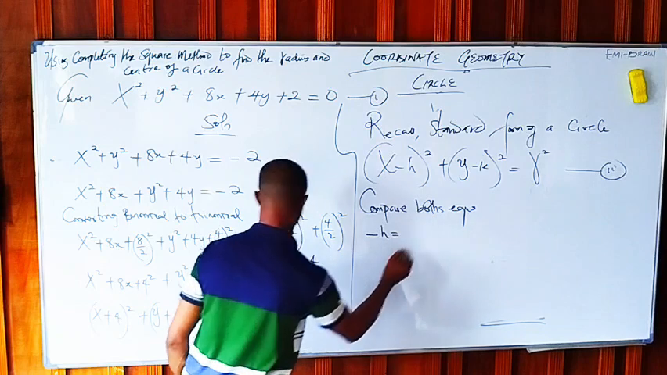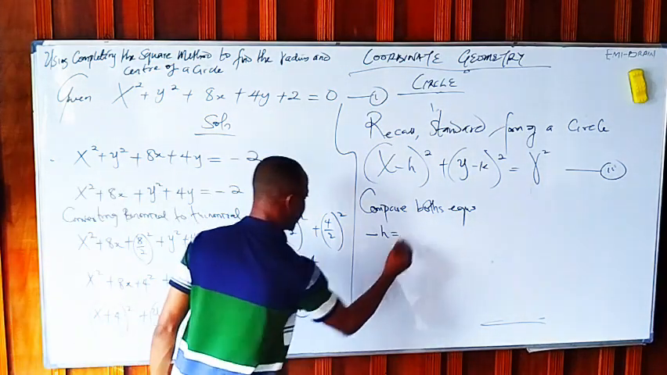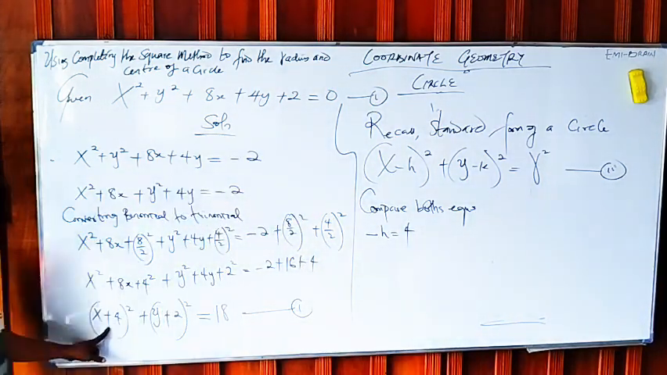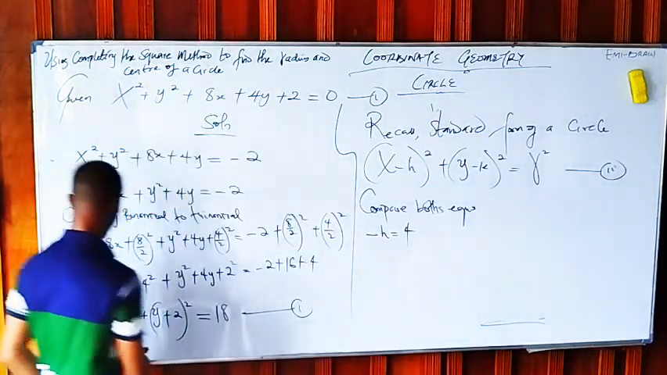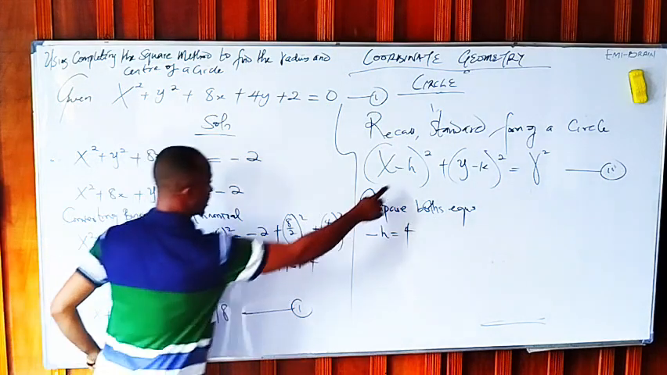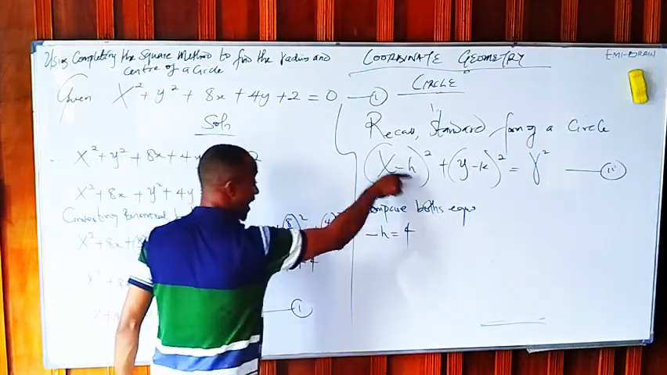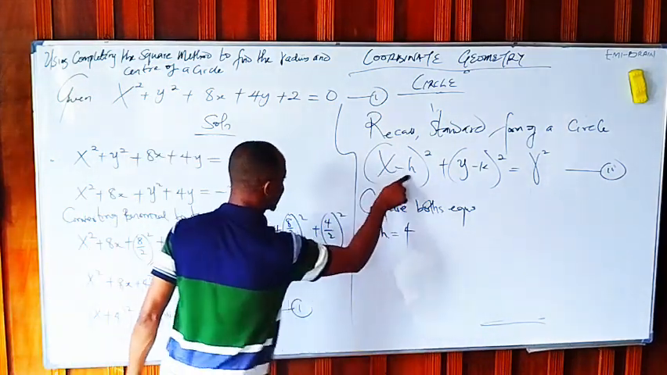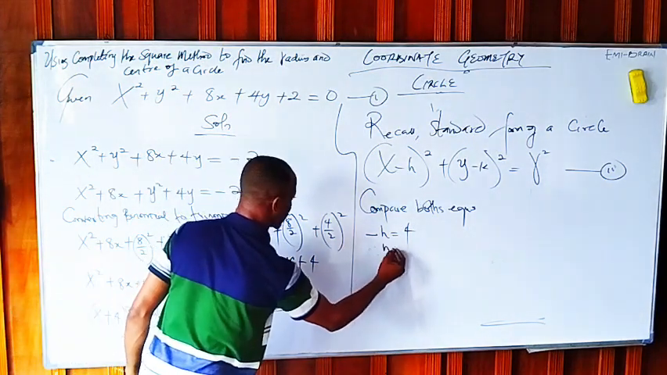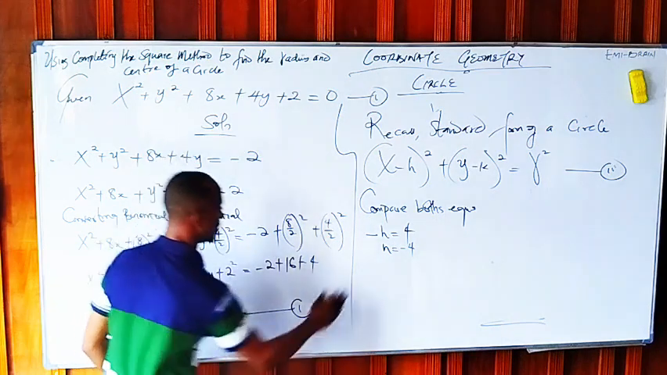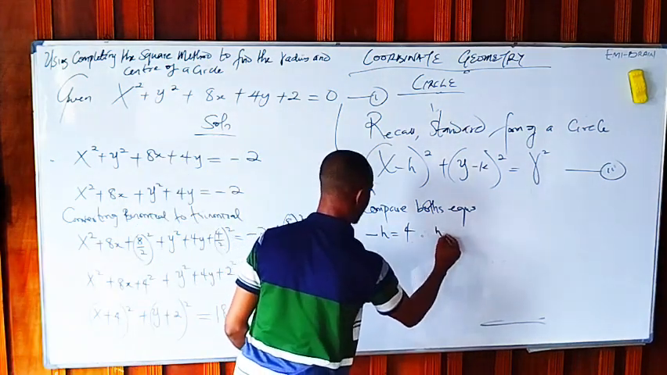Minus h equals to what? Minus h equals to 4 now. Is it not? It's plus 4 now. You are comparing this equation with this. So you compare minus h, because the standard form says x minus h, abi? So minus h equals to what? 4. So if that is true, that means h equals to what? Minus 4, abi? Therefore h is minus 4.